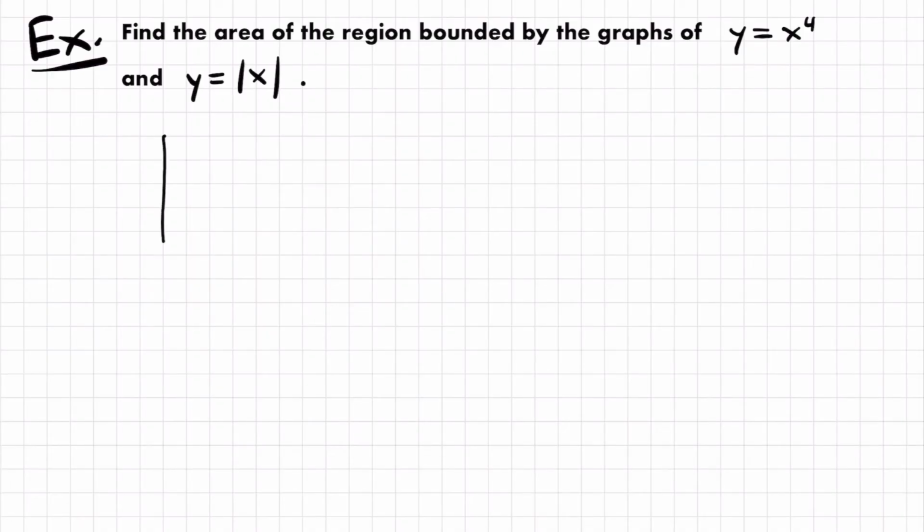Let's draw the y-axis here, and then let's draw the x-axis. And so I'll label them. Here's the y-axis and the x-axis. And now let's start by just graphing y equals the absolute value of x.